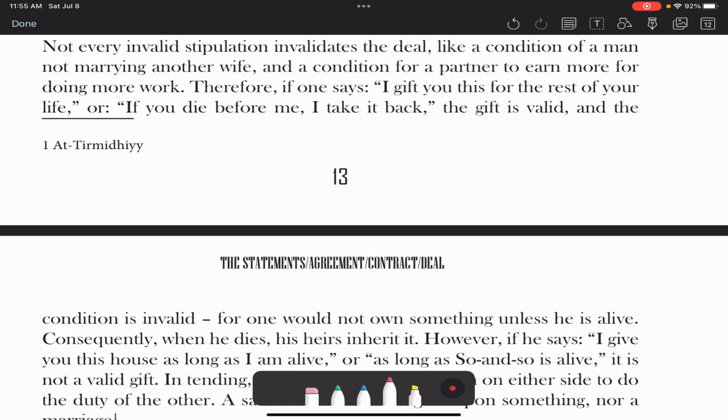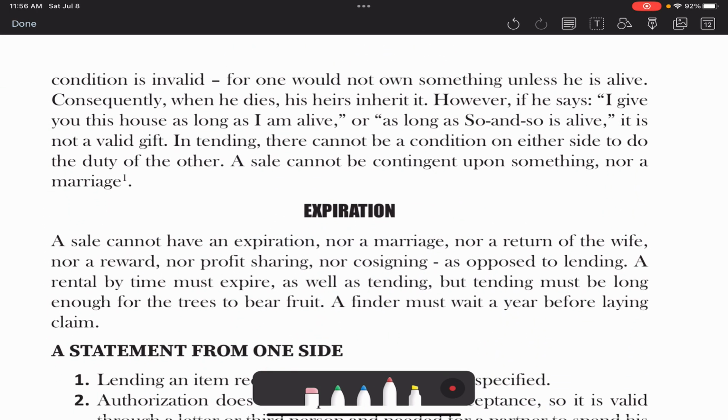And also, if he says, I give you this gift, and if you die before me, I take it back, this condition is invalid because it still means I give you this gift for the rest of your life. Then the part of, then I take it back, that's nothing. It's invalid. But the gift is still valid. So the gift is valid and the condition is invalid because one would not own something unless he were alive. Saying, I give you this for the rest of your life, he's only going to own it if he's alive. So that's nothing. So when he dies, his heirs will get it since it was a valid gift. It won't go back to the other person because the stipulation was invalid.